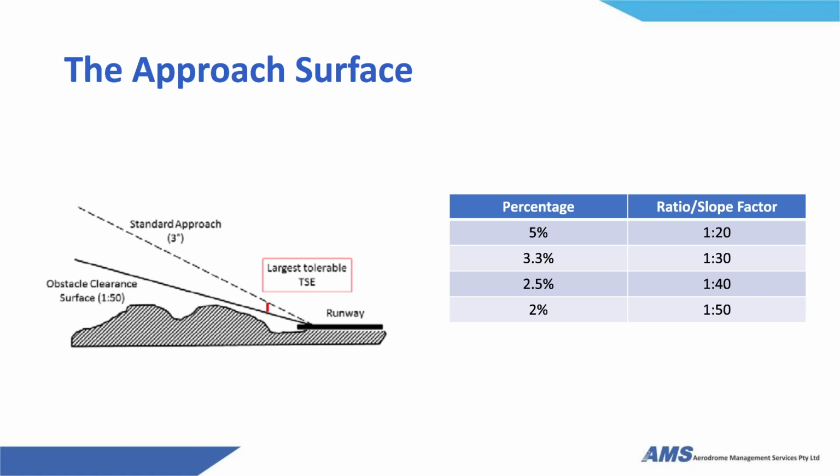So if we've got a 5% approach surface, we have a slope factor of 1 in 20, all the way to 2%, which will give us a slope factor of 1 in 50. So we have to determine what the slope factor is based on our percentage of our approach surface before we can carry out any calculations.